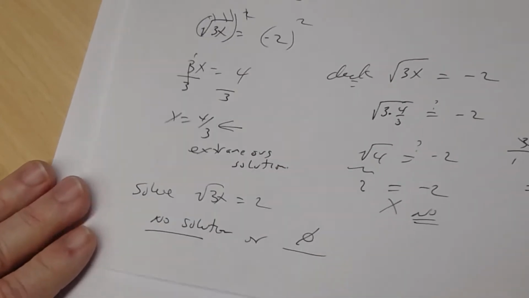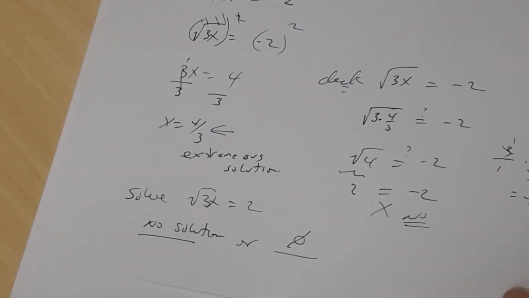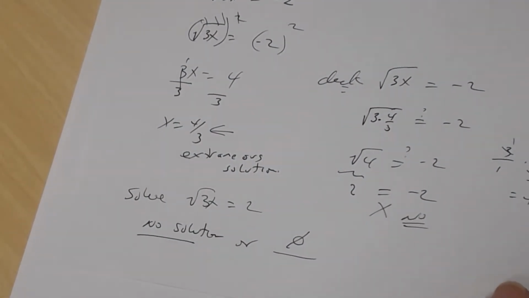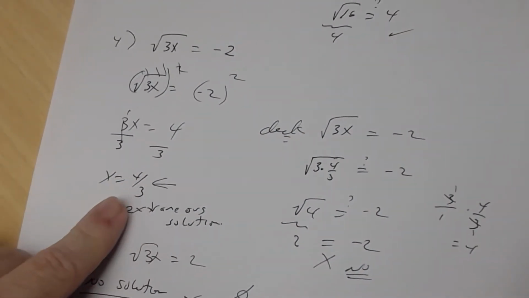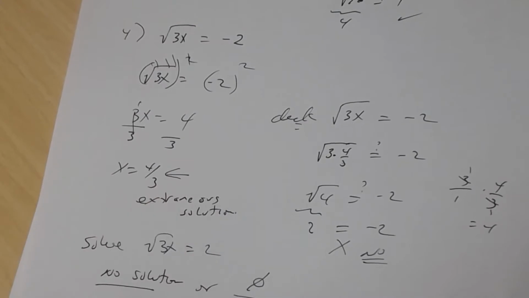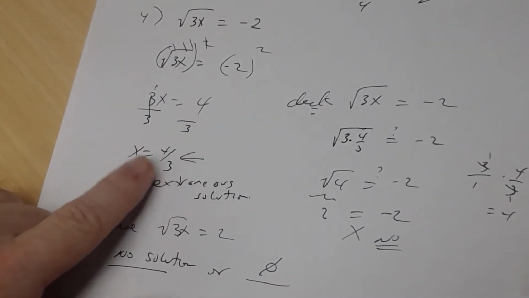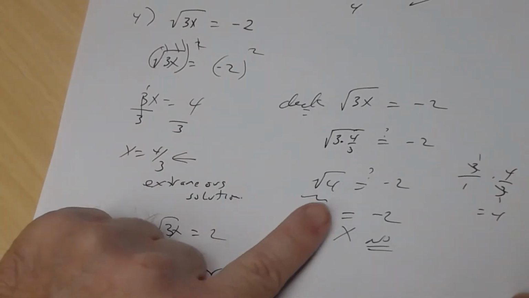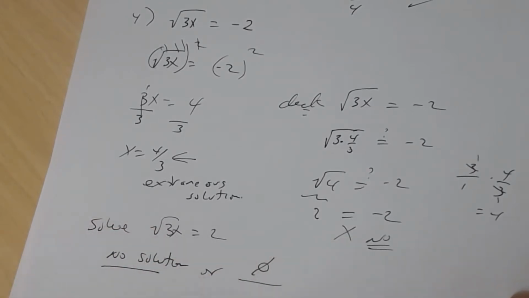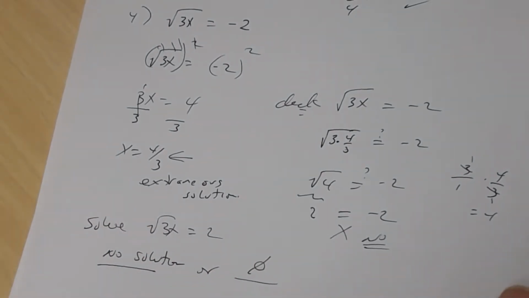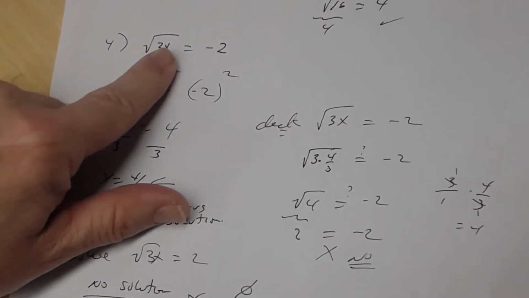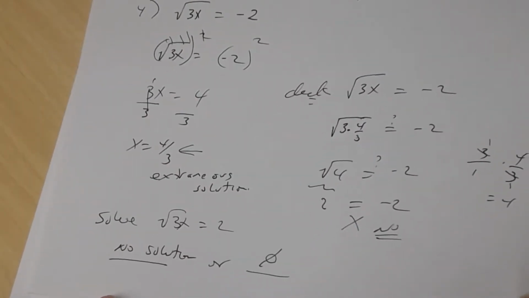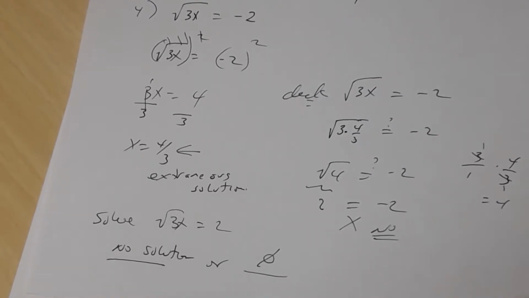Okay, so now we're at a situation where when we raise both sides to a power, we can end up with the proposed solution being extraneous. And since this was the only proposed solution, and I checked it, and it wasn't a solution to the original, we had to say no solution. So this equation right here has no solution. Okay? All right, number 5.